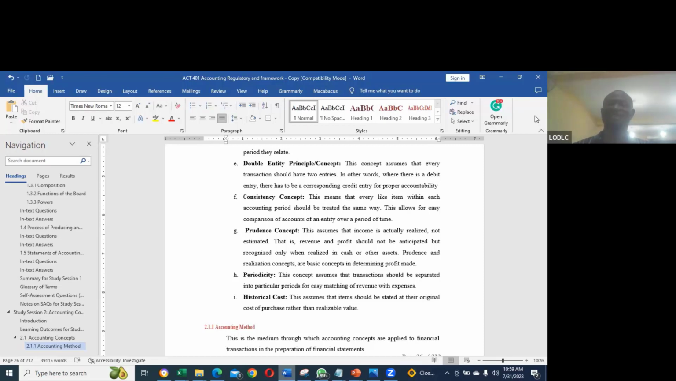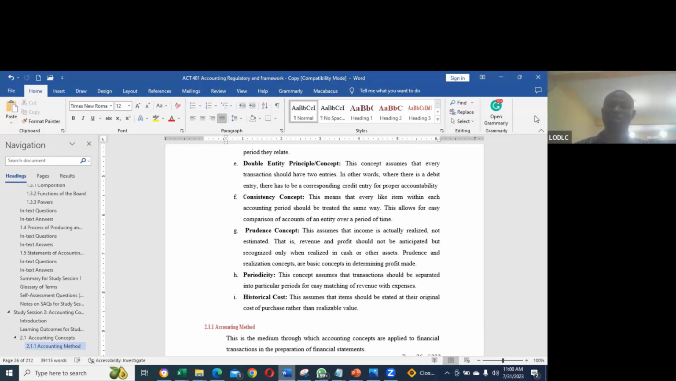But when you are saying that to your friend or to anybody, they will say, you accountant, you are very stingy. It's not as if they are stingy, they are being prudent, because every income should be actually realized, not estimated. So prudence and realization concepts are basic concepts in determining the profit made by the organization. Then we have periodicity.